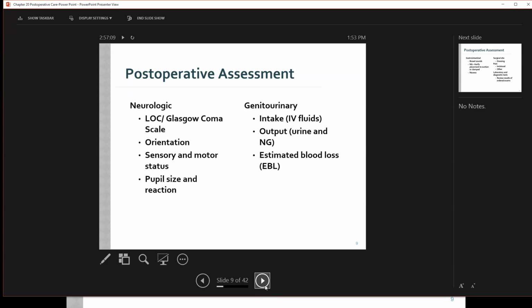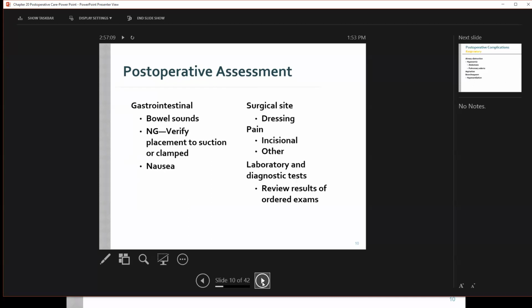Neurologic assessment should include level of consciousness or Glasgow Coma Scale, orientation, sensory and motor status, pupil size and reaction. Intake: remember that intake should include intraoperative fluids as reported by the ACP, and you'll want to check the IV pump for volume infused as well. Output should also include catheters, NG, and wound drains. Also, we'll need to know the estimated blood loss from the procedure.